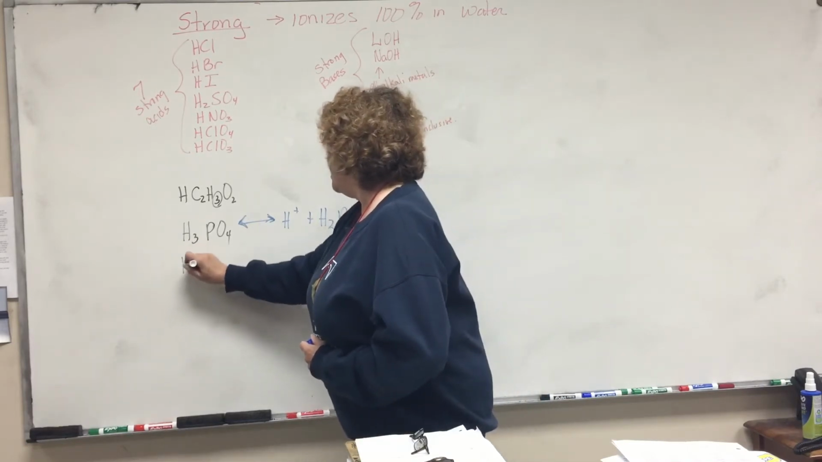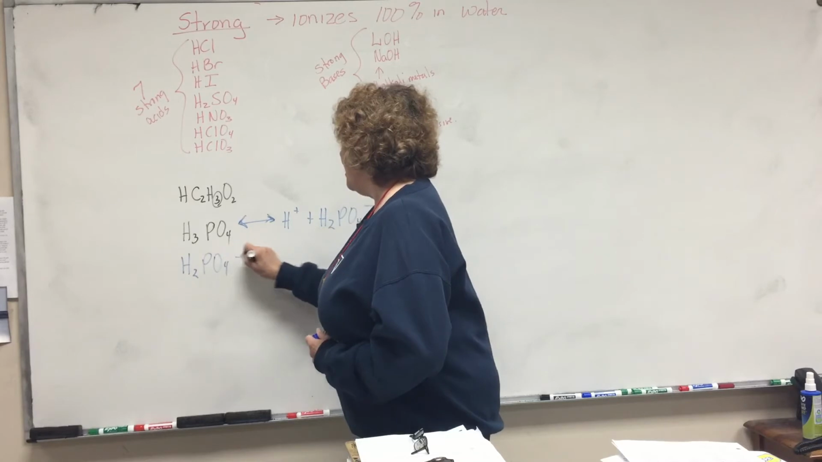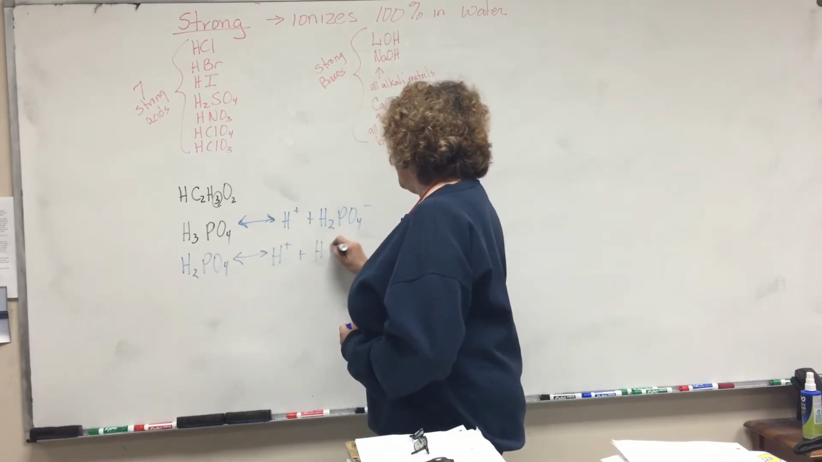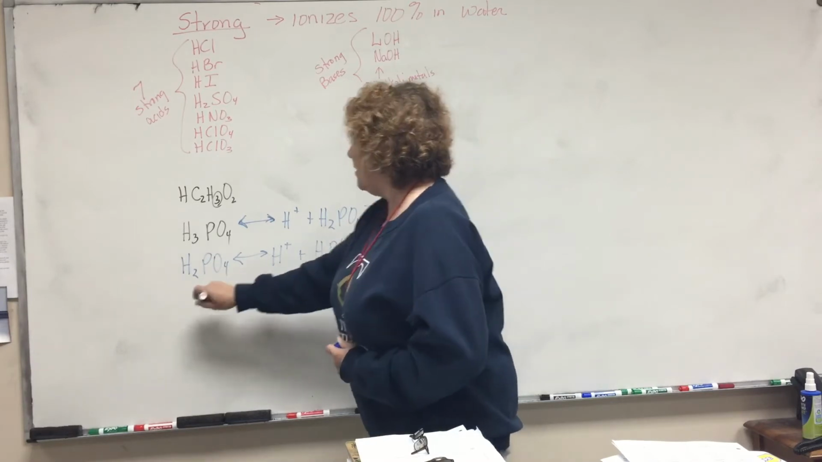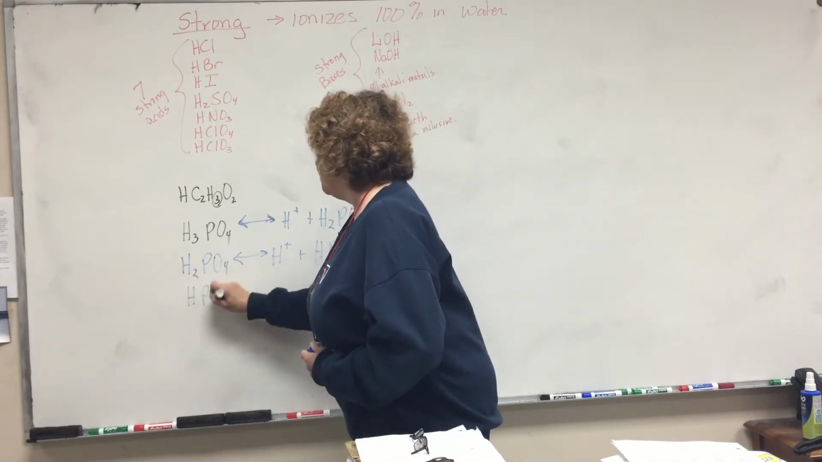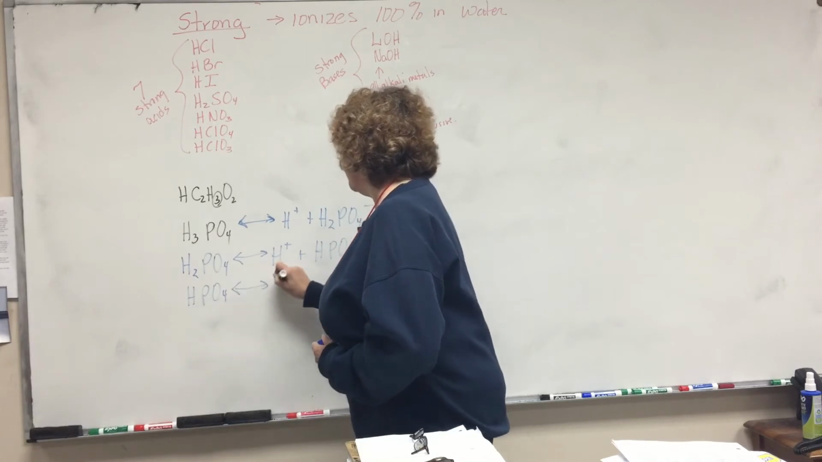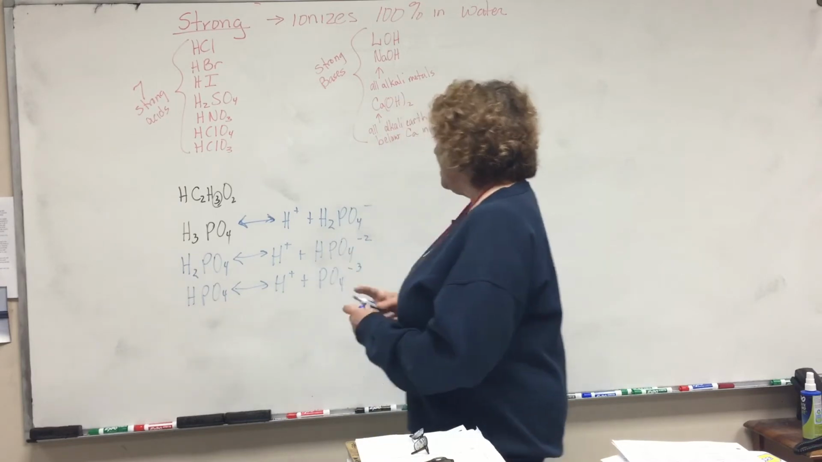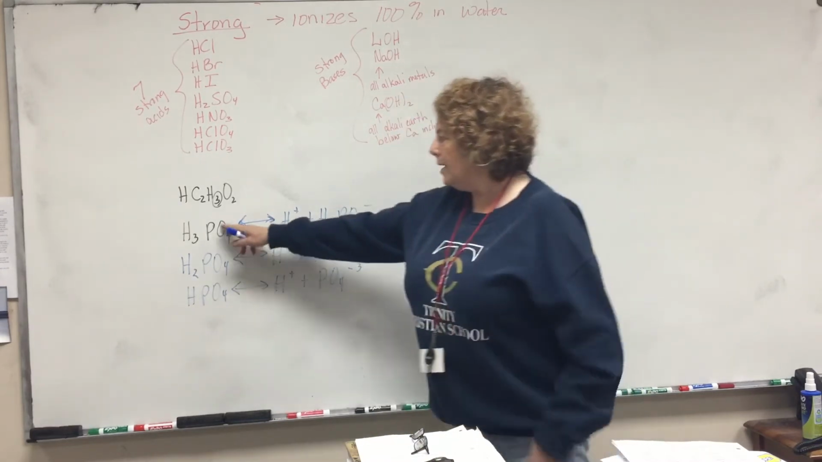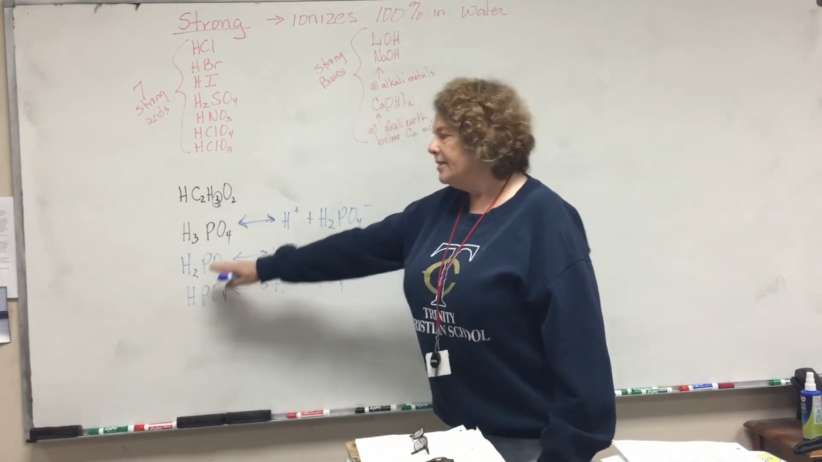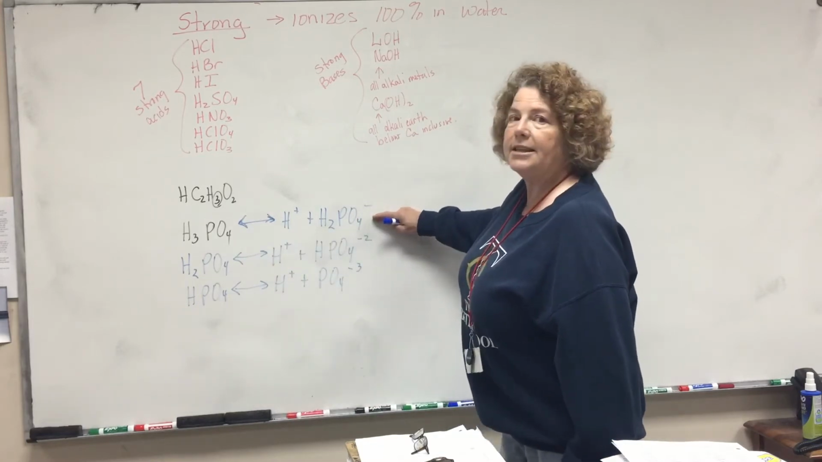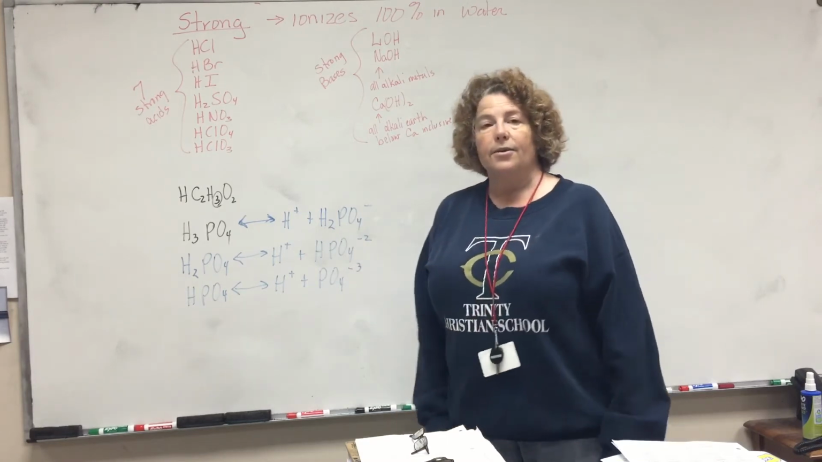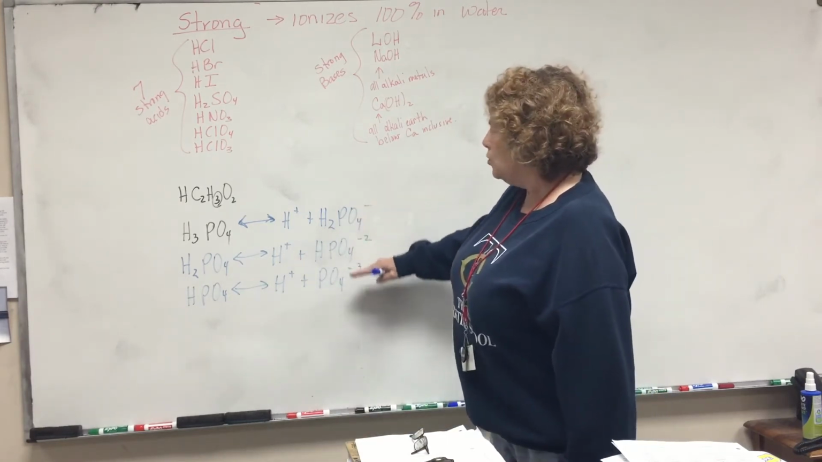So then you have H2PO4, and it will give off one more, and it'll become this, and then it'll give off one more. Each one becomes progressively weaker and weaker, okay? The equilibrium constant for this is a lot higher than this or this, okay? So it goes one at a time.